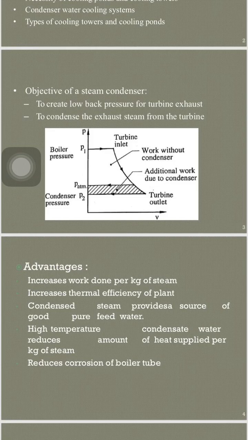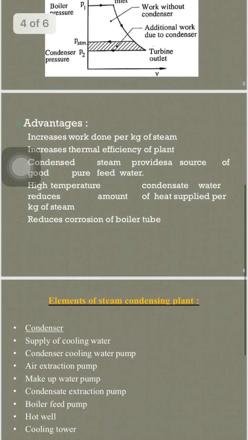Now, these are the advantages of the steam condenser. First, it increases the work done per kg of steam. Second, it increases the thermal efficiency of the plant. Condensed steam provides a source of good pure feed water. High temperature condensate water reduces the amount of heat supplied per kg of steam and reduces corrosion of boiler tubes.